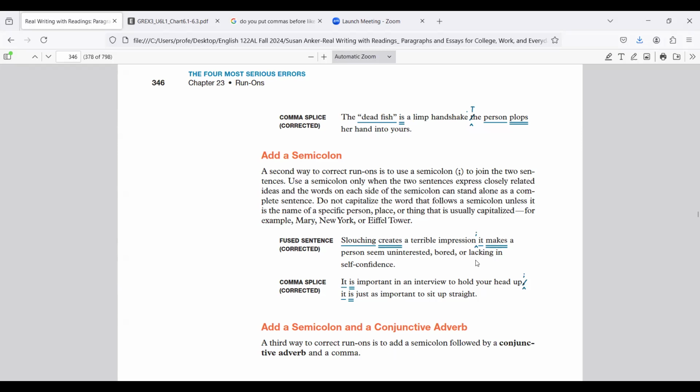Okay, here's another. It says, here's a comma splice. It is important in an interview to hold your head up, comma, it's just as important to sit up straight. The thing is, here's our subject: it is important. And what's that? What does that mean? That's a complete idea. It is the subject, is the verb, complete idea. And then it is the subject, and is a verb with a complete idea. So you can put a comma. These are nicely closely related sentences, right?